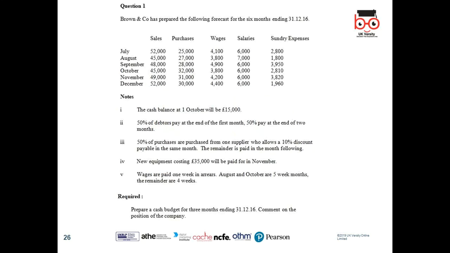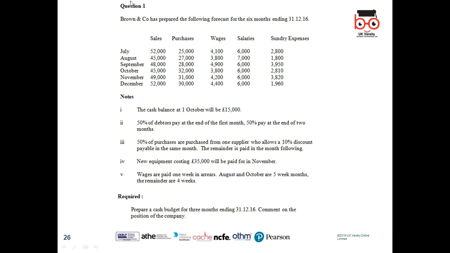So, next question. Can we quickly read the question? I'll give you the answers. We have a company making a budget. They said the cash balance at the start of October is 15. We've been given the sales for July onwards, and the purchases, wages, salaries and sundry. We've been told that 50% of the sales we can receive at the end of the first month and 50% at the end of the second month.